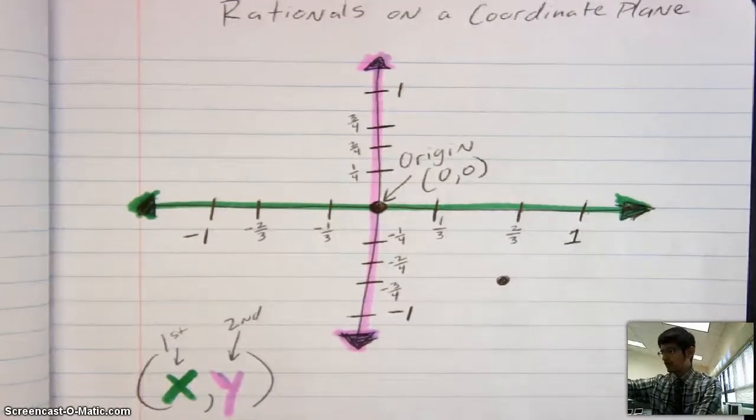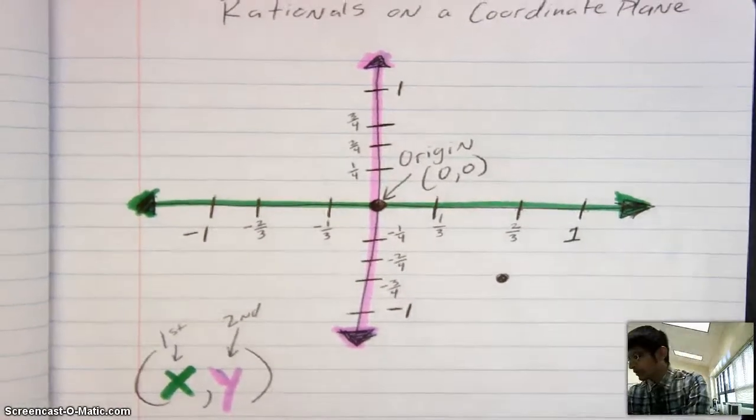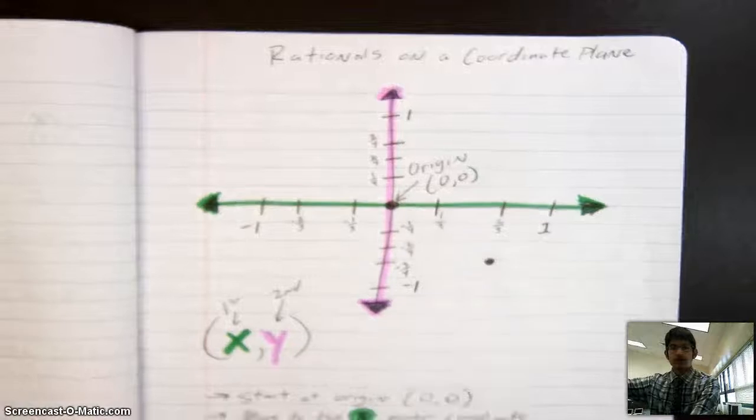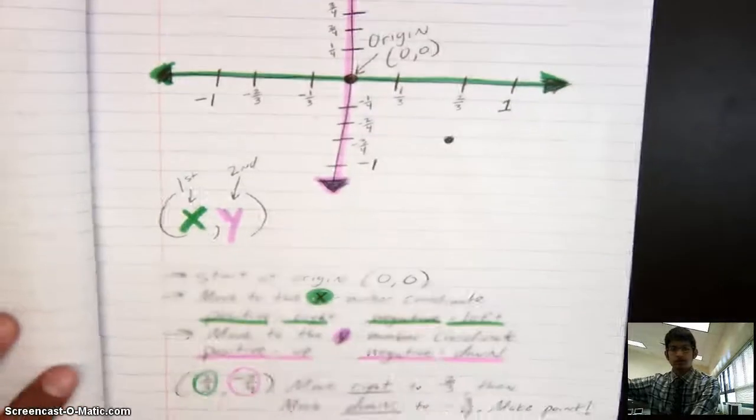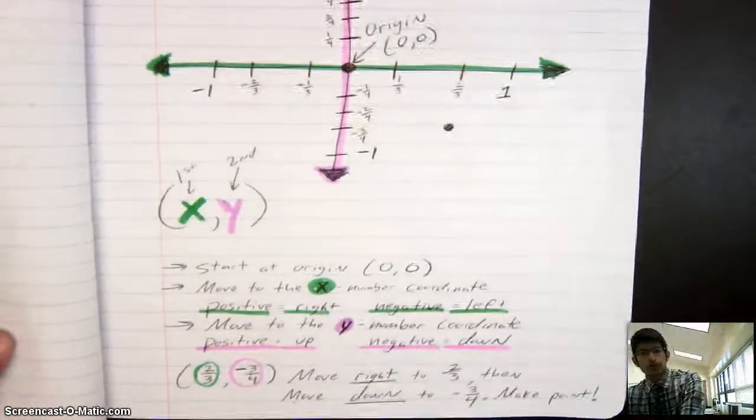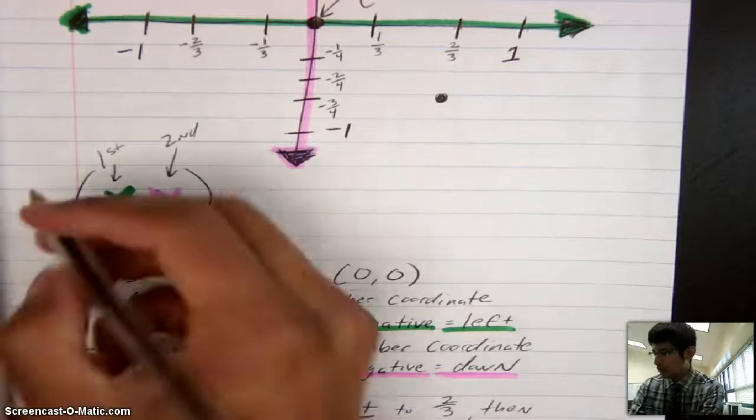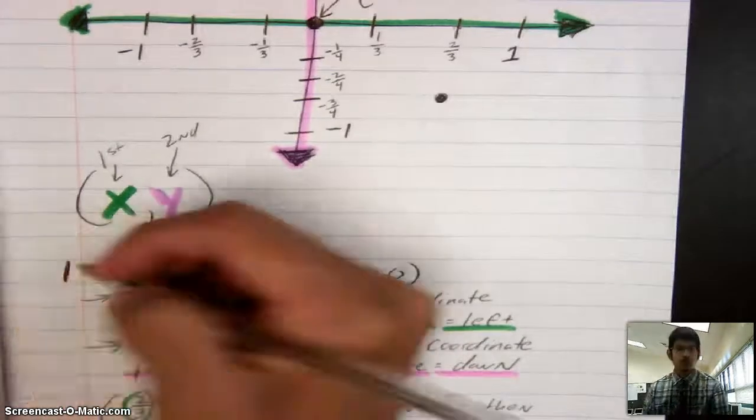I gave you all an example of how to use a coordinate plane, and so there are the steps you want to take. The first step is to always start at the origin. That's always the very first thing we do when we're graphing points. We start at the origin.